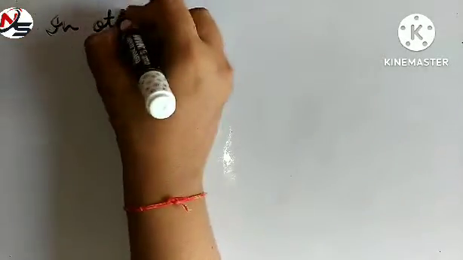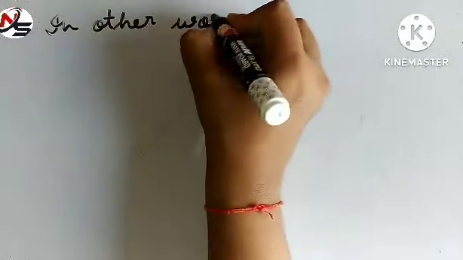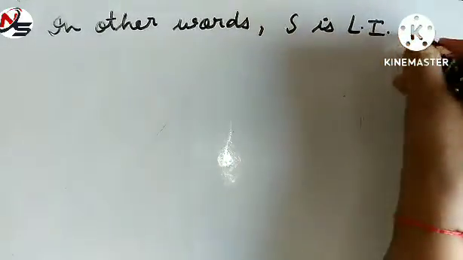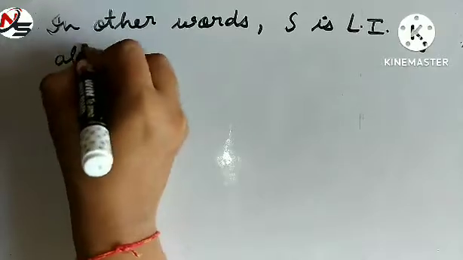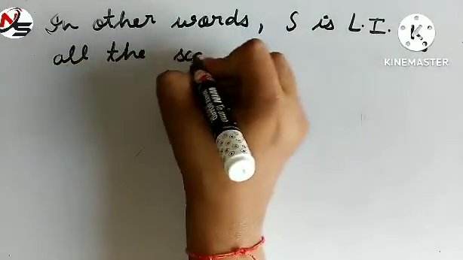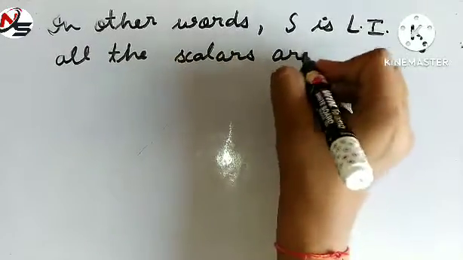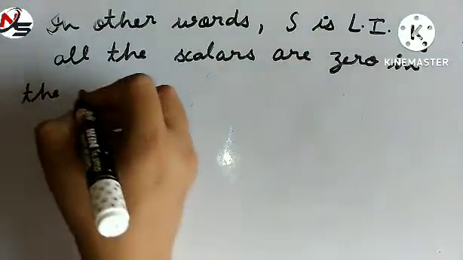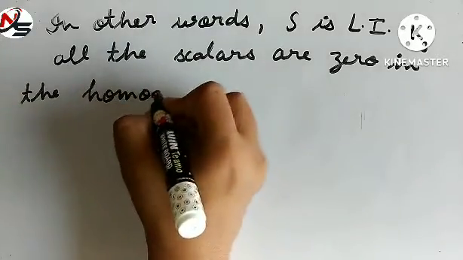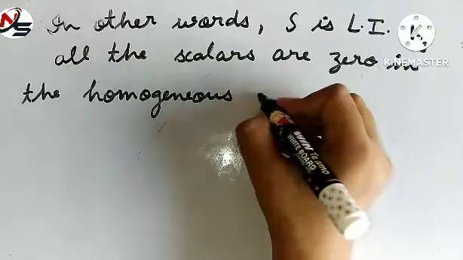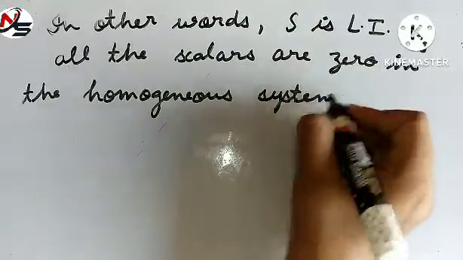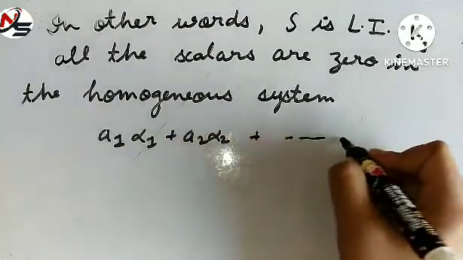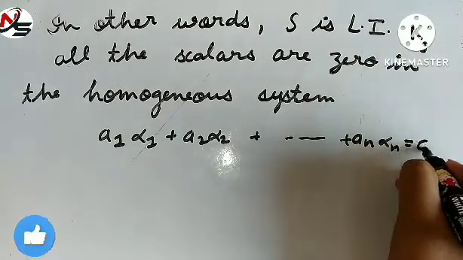In other words, S is LI if all the scalars are 0 in the homogeneous system a1 α1 plus a2 α2 plus so on plus an αn equal to θ.